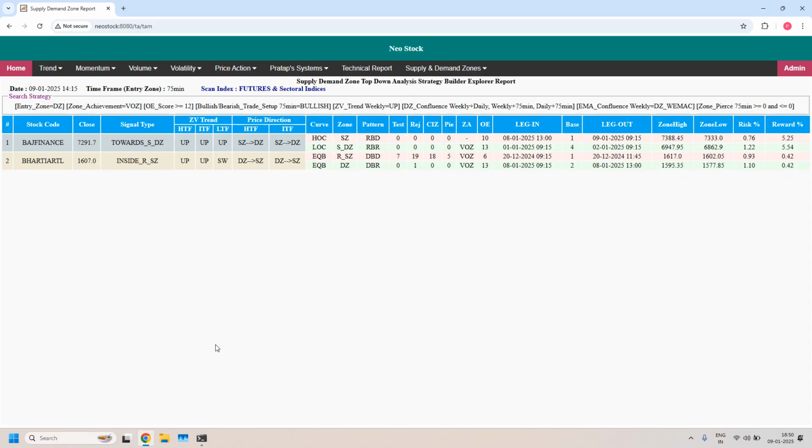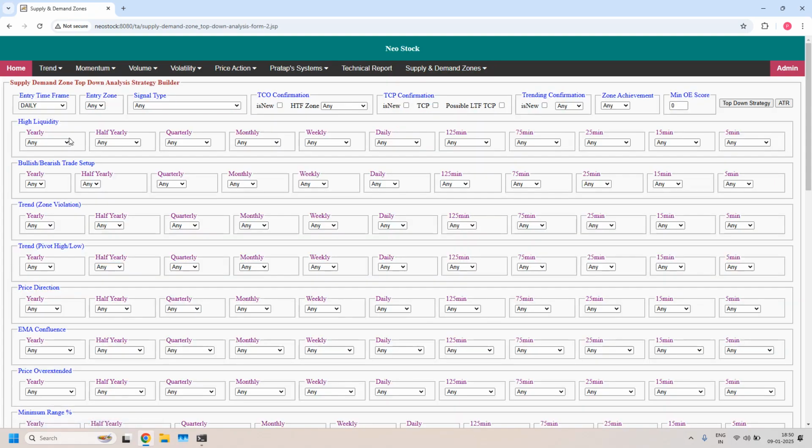75 minutes demand zones. Okay, next. This is about bullish trade setup, weekly income trade. Next, bearish trade setup, weekly income trade. Entry time frame is 75 minutes. Entry zone is supply zone.